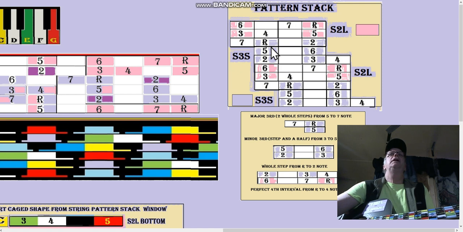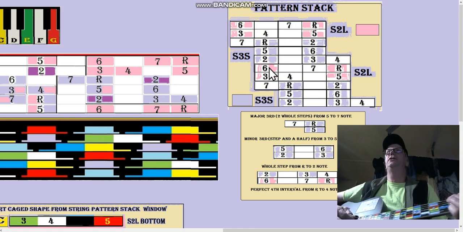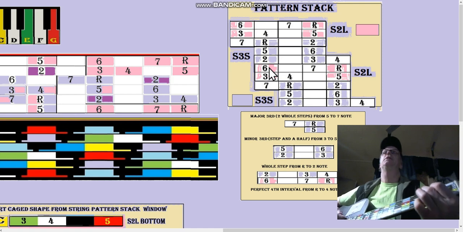With the G, we start on the 6th. Okay, essentially, so you are kind of in this key of G when you do it down here and you start messing with open strings down here.